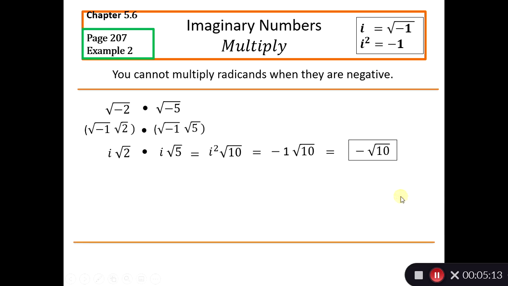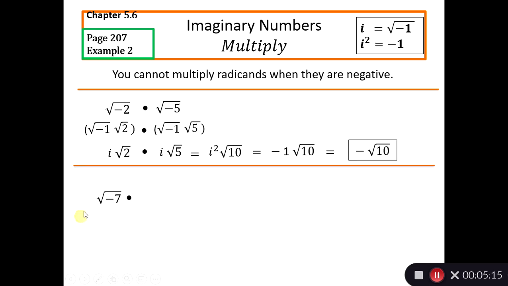The next example is we have the square root of negative 7 times the square root of negative 7. Now again, we cannot multiply these the way they are. You cannot multiply radicands that are negative. So you have to take out the negative symbol. And the way to do that is take it out as a square root of negative 1. It still is under the square root. And you have 7. Here you have the same thing. Square root of negative 1 times square root of 7.